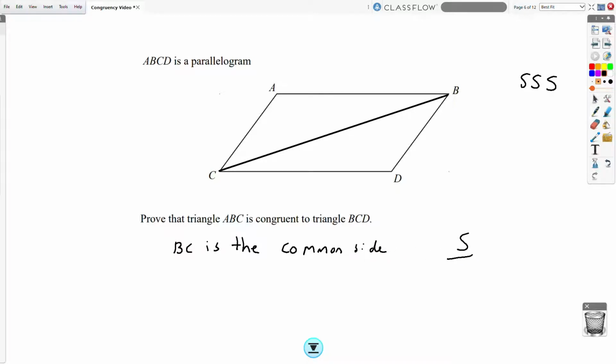So we'll just underline that. Next, you know that opposite sides in a parallelogram are equal. So we'll put lines on it. So therefore, AC is equal to BD, and you just want to state the reason.